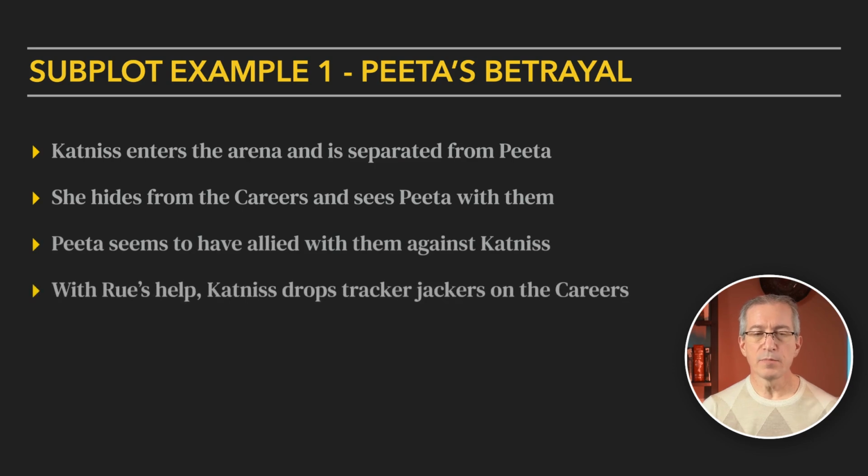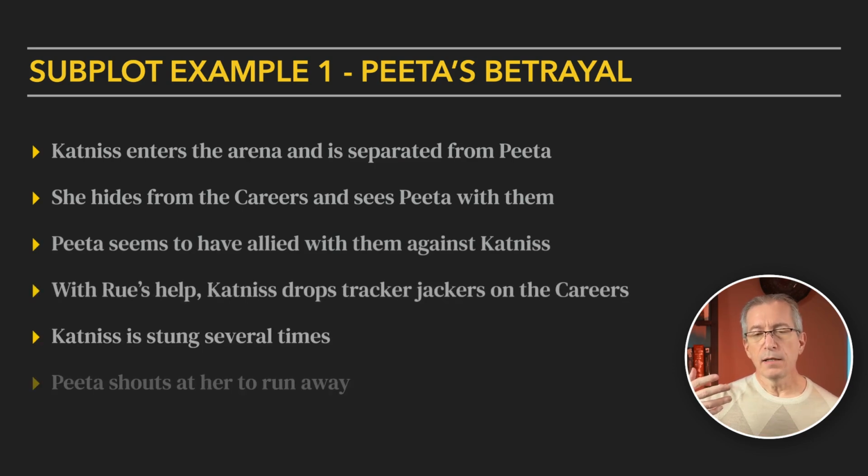When they enter the games, they get separated. Katniss is hiding and she comes across the careers, or the careers come across her is maybe a better description, and Peeta is with them. She overhears them, and it sounds very much like Peeta is allied with them and they're keeping him alive so that he can help them find Katniss in particular. She got that high score. She was rated 11. She is a threat. And so they're trying to find her and kill her. Peeta being with them is this huge blow to Katniss.